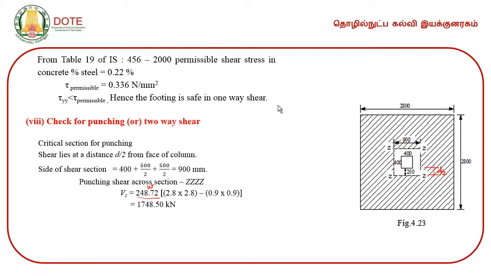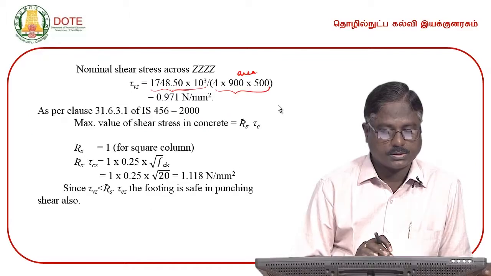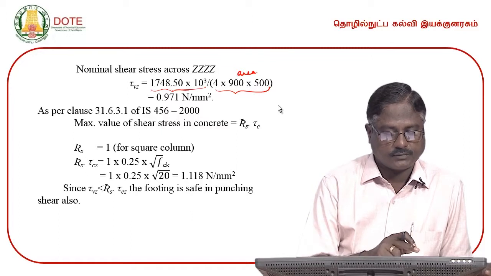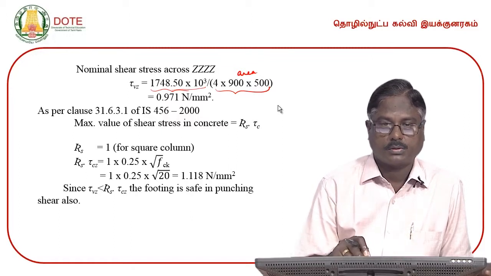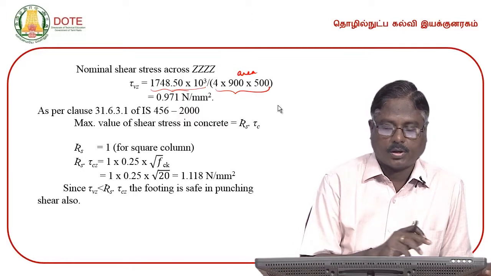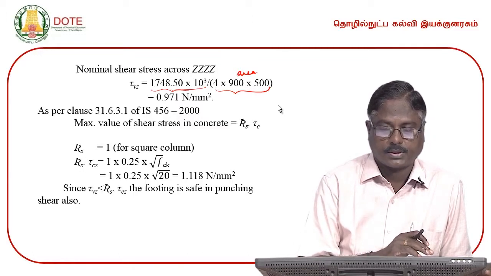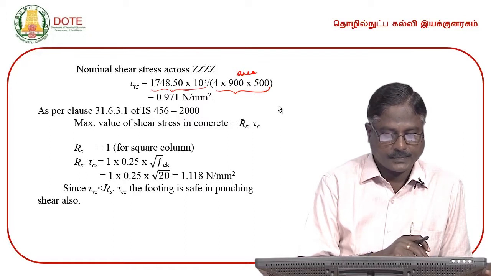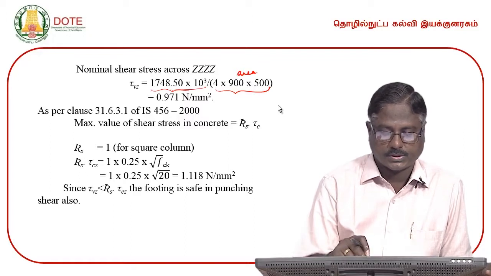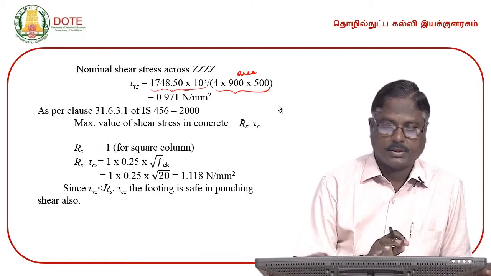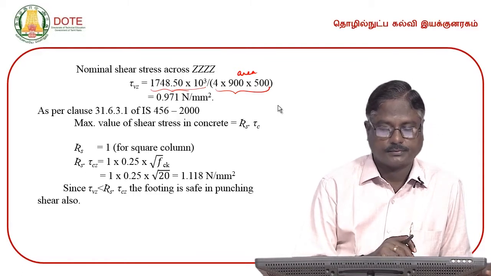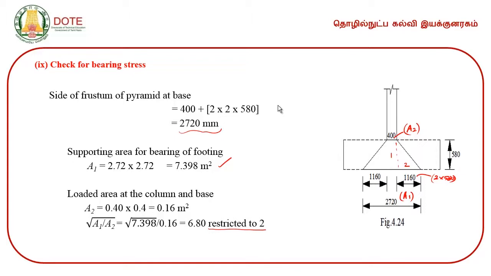In two way shear, the critical section lies at a distance of d by 2 from the face of the column, and find the shear stress across the section ZZ and check that nominal shear stress against the permissible stress given by the code, that is Ks into tau c. If the nominal shear stress across the critical section ZZ is less than the permissible shear stress in concrete, Ks tau c z, then the footing is safe in punching shear also. And the third check is check for bearing stress.